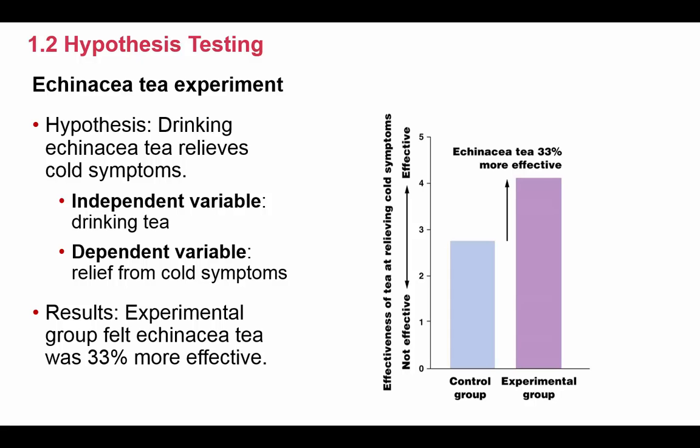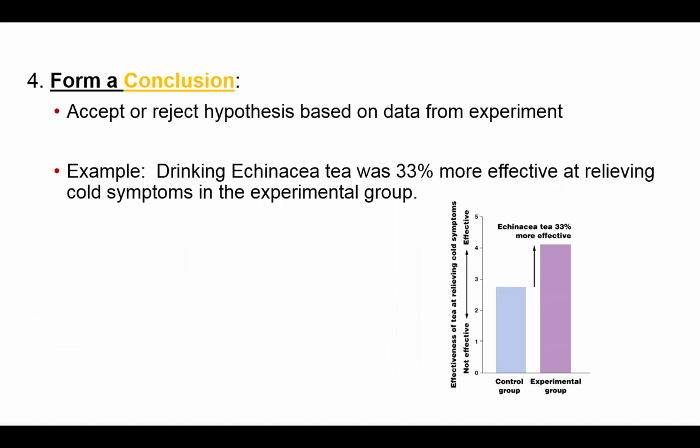So then from there, our results, they say the experimental group that actually received the echinacea tea felt that it was 33% more effective. So that was our result, and from there we would form our conclusion, which says whether we accept or reject our hypothesis. So for example, drinking echinacea tea was 33% more effective at relieving cold symptoms in an experimental group. So our conclusion says that our hypothesis was supported.